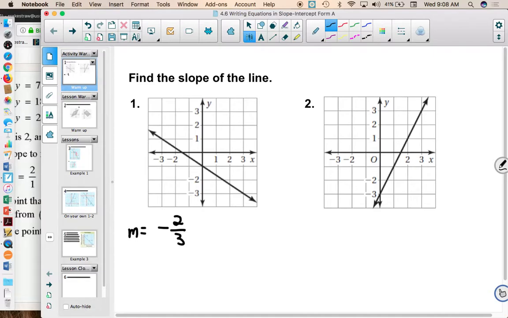Does everybody else agree with him? Yes. How'd you get it, Joey? Well, I went from the y-intercept, then down 2, and then over 3. So you came down 2 and over 3 because that's where your stairs would have connected? Yeah. Good job, bud. Good job. Or you could have went up.